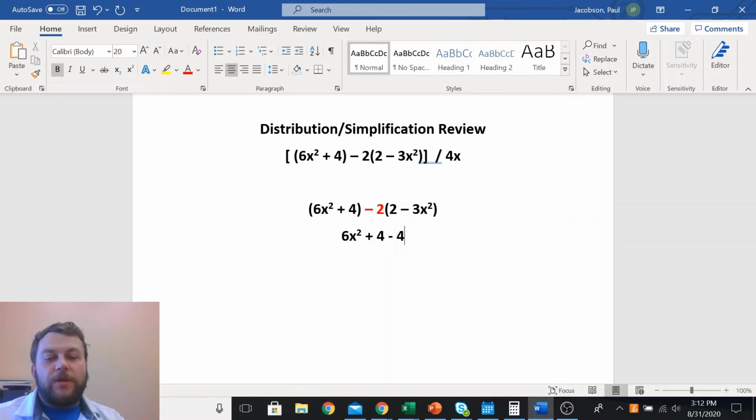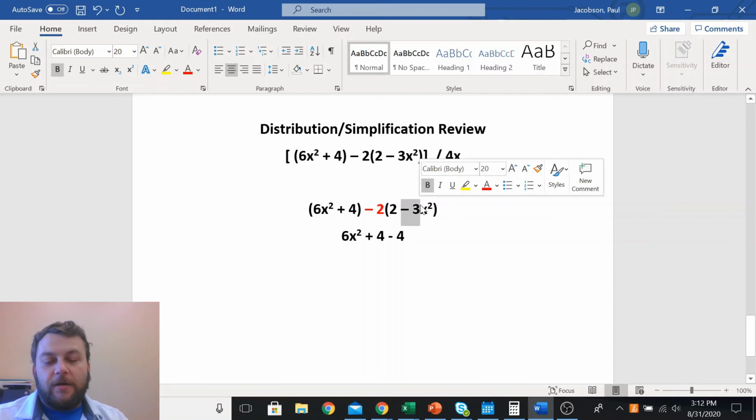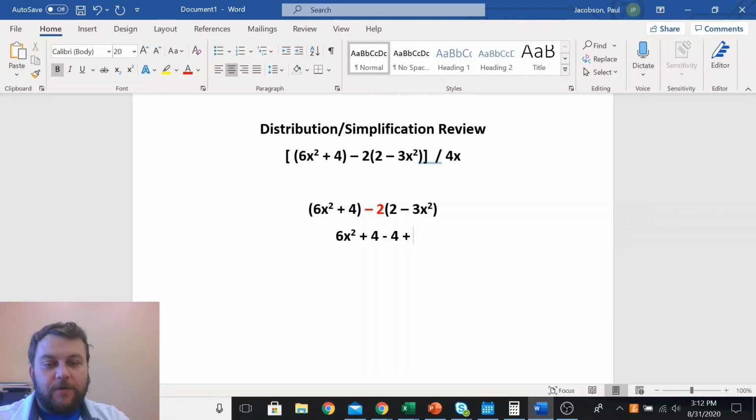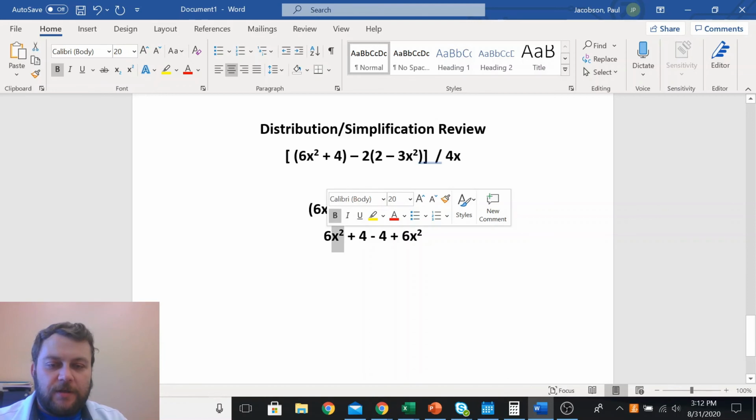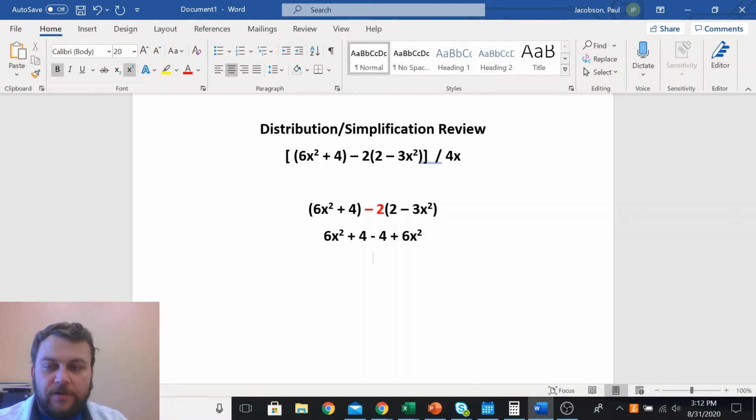Now, a negative 2 times a negative 3: those negative signs are going to cancel, so it turns into a plus 6x squared. So what is 6x squared plus 6x squared? It is 12x squared. Those beginning numbers are called the coefficients, and you just add them together. So 6x squared plus 6x squared is 12x squared.